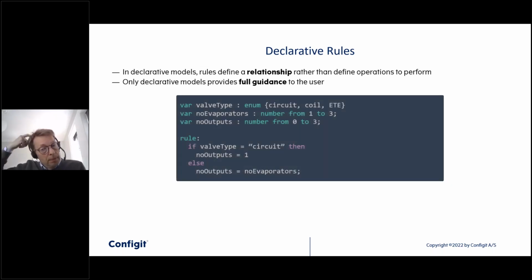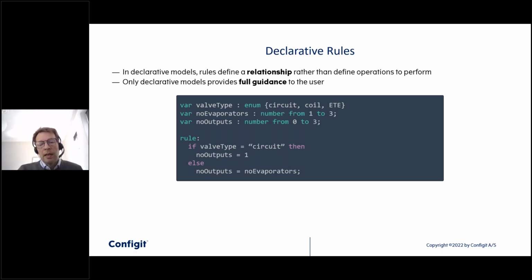So here's an example. It's a very, very simple example. It only has 3 configuration parameters: valve type, number of evaporators, and number of outputs. You can see the choices you can choose for them. Circuit, coil, or ETE is the choices for the valve type. The number of evaporators is a number from 1 to 3, and number of outputs is a number from 0 to 3. And there's only one rule. The rule says that if you choose valve type to be circuit, then you must have 1 output, otherwise the number of outputs must be equal to the number of evaporators.